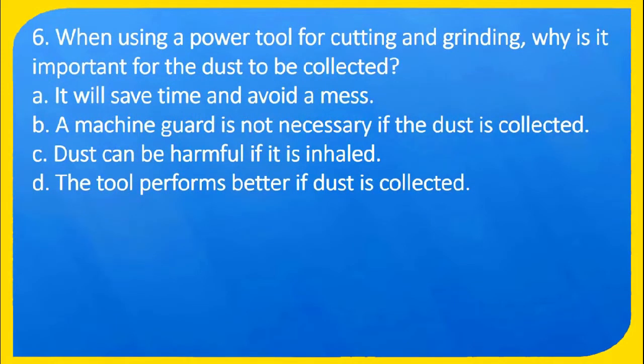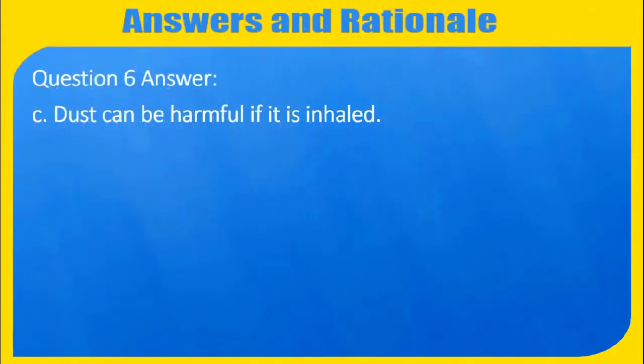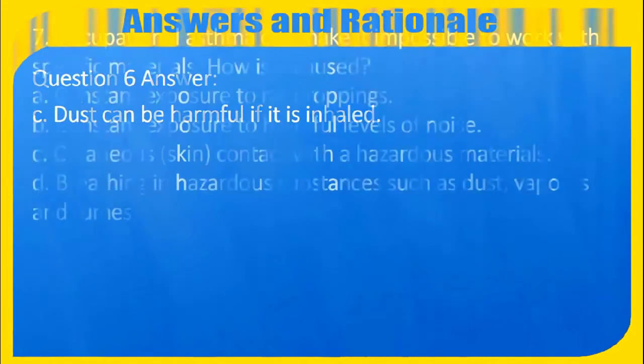Question 6. When using a power tool for cutting and grinding, why is it important for the dust to be collected? A. it will save time and avoid a mess. B. a machine guard is not necessary if the dust is collected. C. dust can be harmful if it is inhaled. D. the tool performs better if dust is collected. Question 6. Answer C. dust can be harmful if it is inhaled.